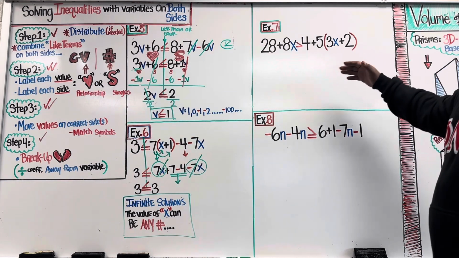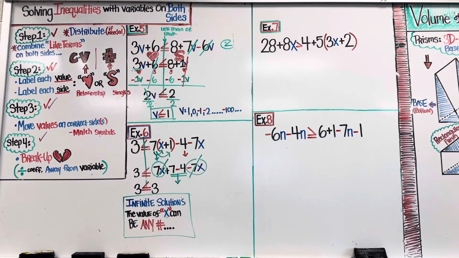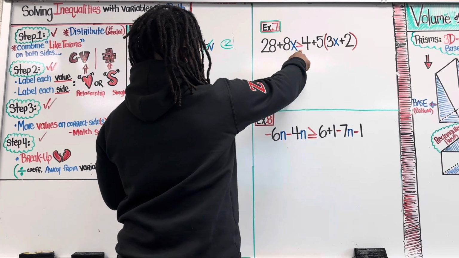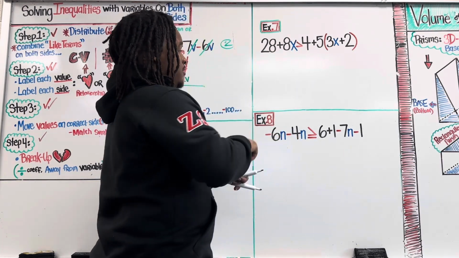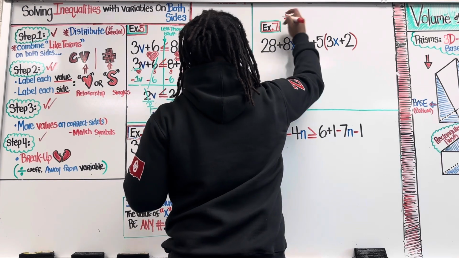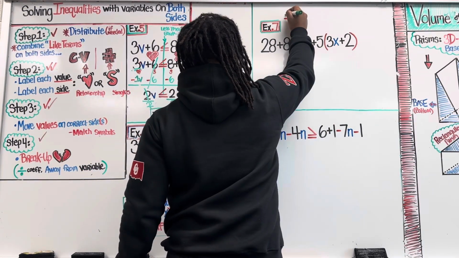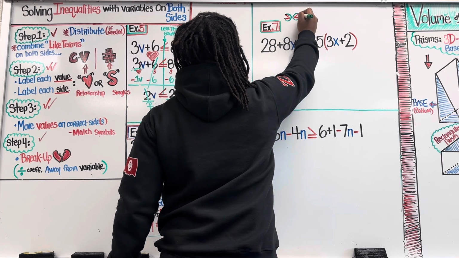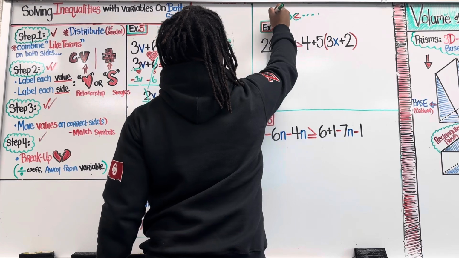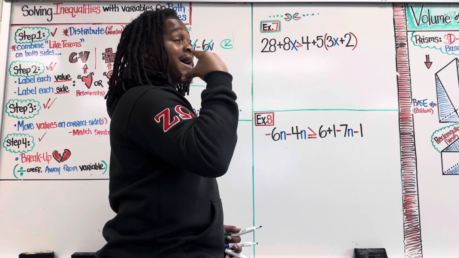In example 7, we're going to follow the same steps we've been following. I have 28 plus 8x is greater than. When it comes to inequalities, I look at them as Pac-Man. Pac-Man always goes in the direction where there is more food, where there's greater. So if the mouth is facing a certain way, that side is greater than the other side.